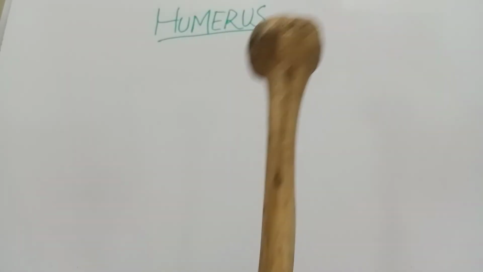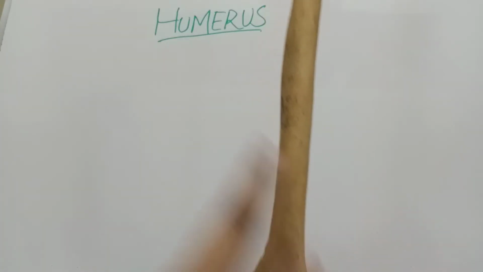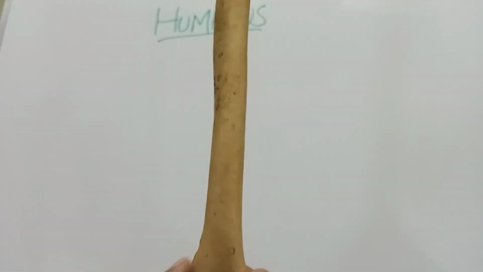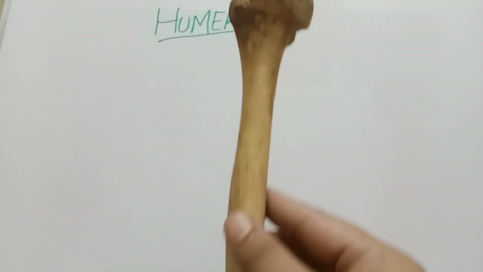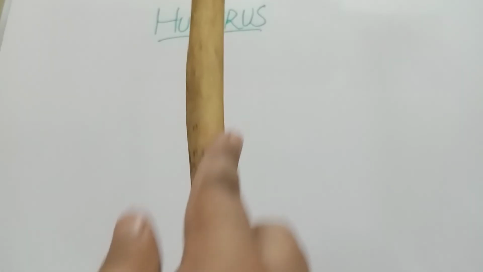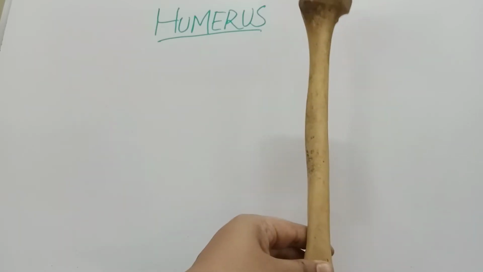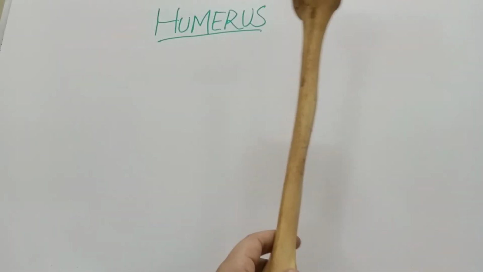Now the posterior surface. The posterior surface is present between the medial border and the lateral border. In its upper part there is an oblique ridge, and below the middle one third it is crossed by the radial groove. So the shaft of the humerus has three borders.